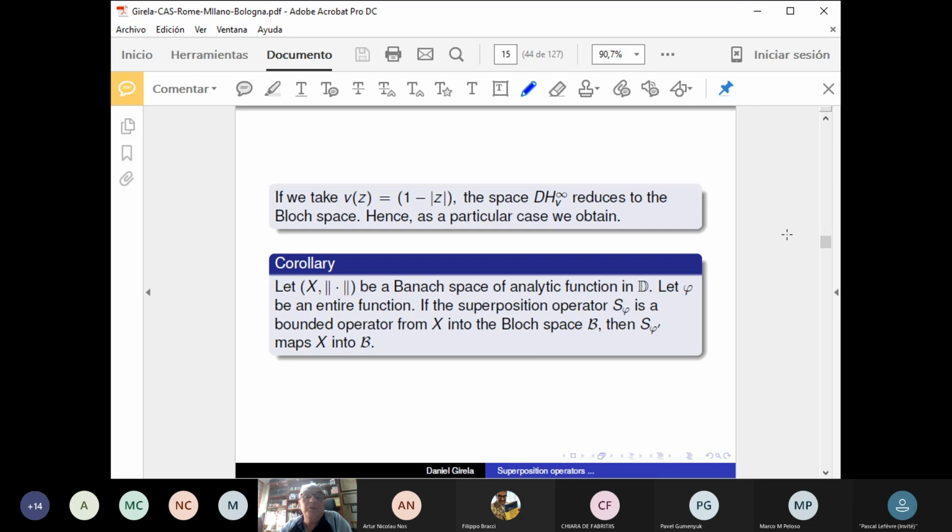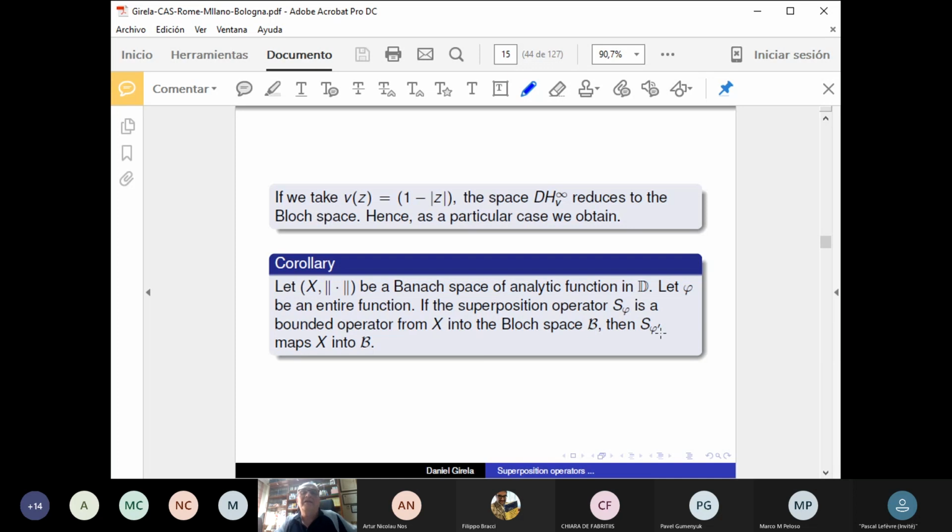So as a particular case of the previous one, the Bloch space is one of those Y's that we can take to answer the question that I raised in the beginning. So if we have a Banach space X of analytic functions in D and an entire function phi so that S phi maps X into the Bloch space, then so does S phi prime. This is what we have been able to prove.